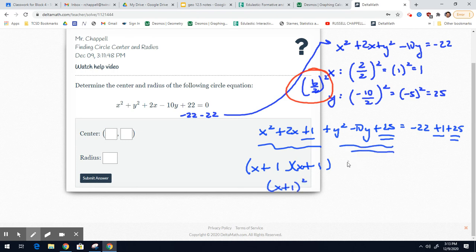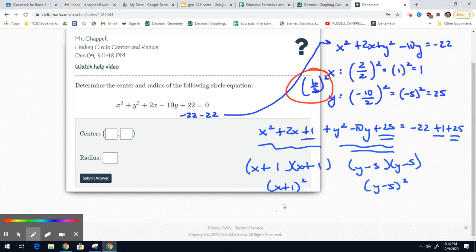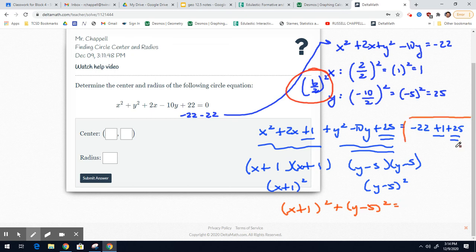Okay, now we do the y's. It's y minus and y minus because of the 10. Factors of 25 that add to 10 are 5 and 5. See, I even put the 5 here. I'm so ahead of myself, right? And that's y minus 5 squared. Okay, so my equation is going to say, I'll do it in red here, x plus 1 squared plus y minus 5 squared equals, and now I just simplify this right here. This is going to be 4.